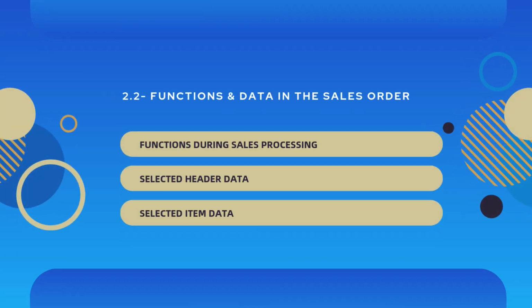The many fields and their values within a sales order serve 2 main purposes. They determine further processing, such as shipping and billing. They enable the system to automatically perform basic functions within the order. In this part of the video, we'll take a closer look at the sales order document. You'll learn about the most important functions during sales order processing, and we'll explore the impact of certain selected header and item data. Let's begin by reviewing the basic functions during sales processing.